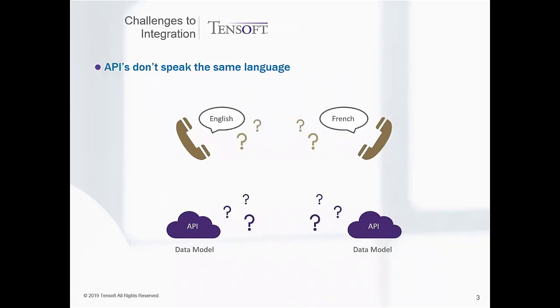The challenge with integration is that just because we have a phone on each end, because we have an API on each end, it doesn't mean we're speaking the same language. In the same way that you might have a challenge if you were speaking two different languages on the phone, we have to overcome the fact that each API is expecting or speaking a slightly different language from every other system. There is no universal data model out there for every system. And so each system we need to know how to adapt and speak so that we can communicate.